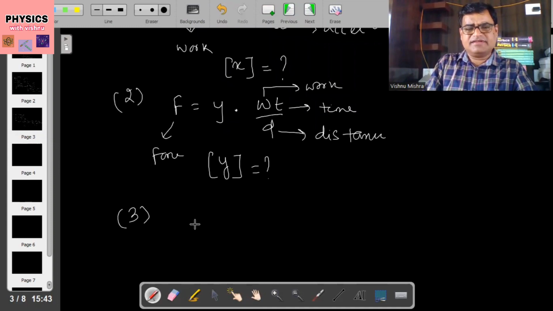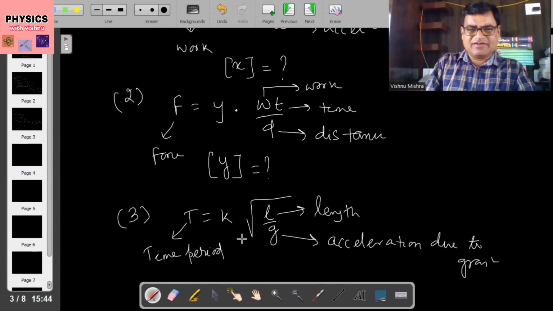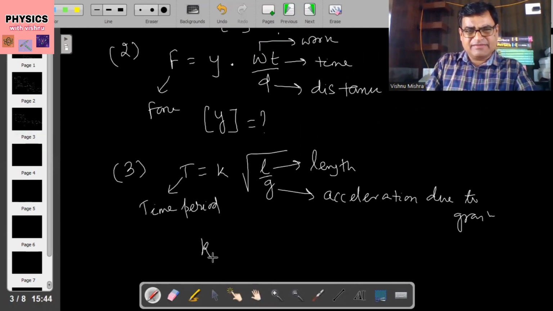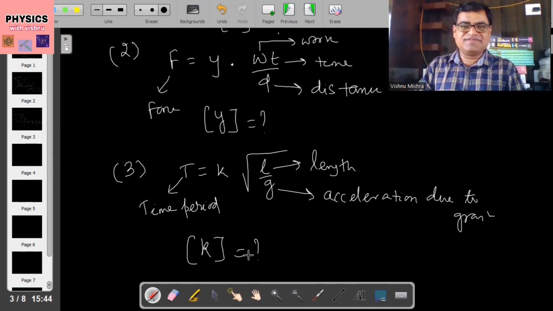The third question is T is equal to K square root of L by G. T is the time period, L is the length, G, you know, acceleration due to gravity. G क्या है? Acceleration due to gravity. And K is a constant. My question is, find out the dimension of K. समझ में आया? Find out the dimension of K. This much question you have to solve, and we'll discuss these 3 questions in next video.